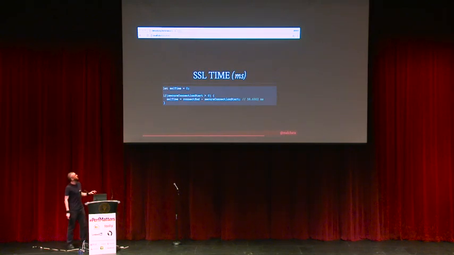You could simply set your SSL time in a variable as 0, and then you could check to see if secure connection start is greater than 0. And then you could subtract secure connection start from connect end, and then you'll have your SSL time, which in this case is a not so insignificant 58 milliseconds, depending on what you consider to be insignificant.